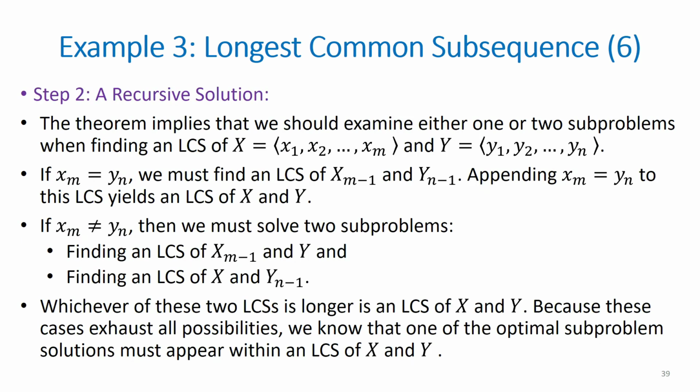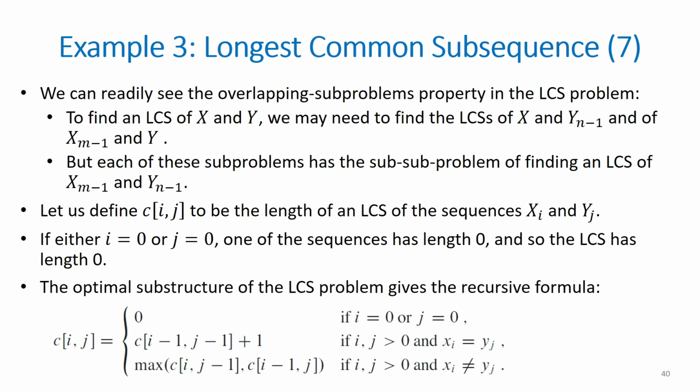Note that in the first case of the theorem, we examine two subproblems. That is the prefixes x_{m-1} and y_{n-1}. In the other two cases, however, we examine only one subproblem. That is either x_{m-1} in case 2 or y_{n-1} in case 3. Observe that since we check for all possible prefixes, it is guaranteed that one of the optimal subproblem solutions will appear as an LCS of sequences x and y.